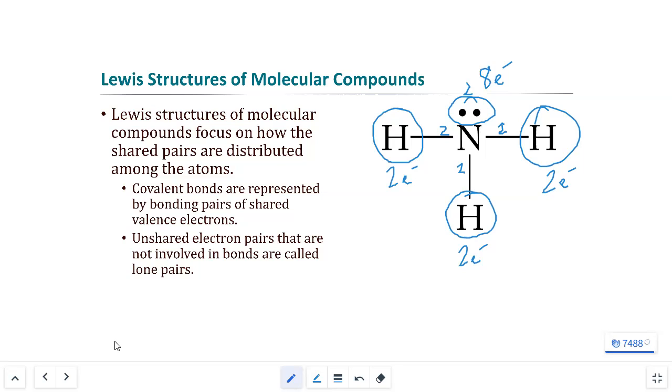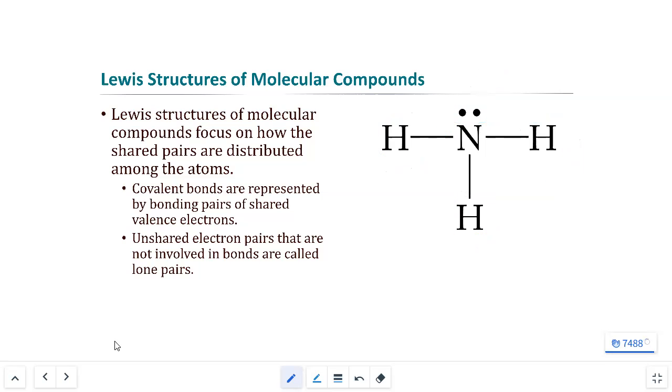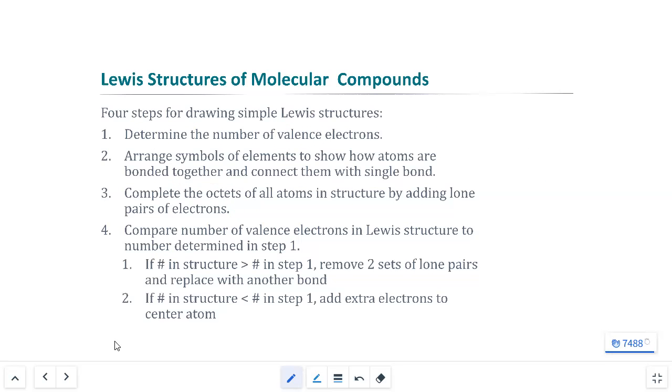So the way that we draw Lewis structures for molecular compounds is different, and it's got some different conventions to it. But there is a process that we can undertake to make it easier to see and to help us to draw these ourselves. And the process is this. To draw a simple Lewis structure, we need to do 4 things.